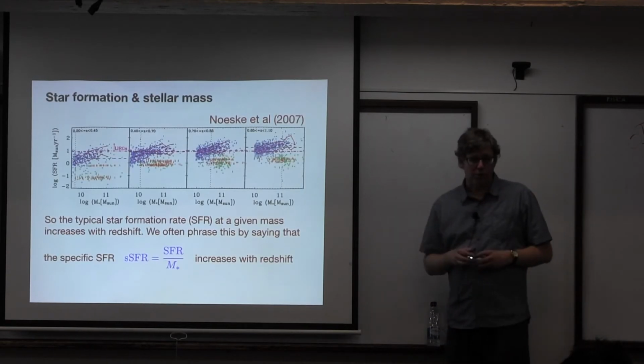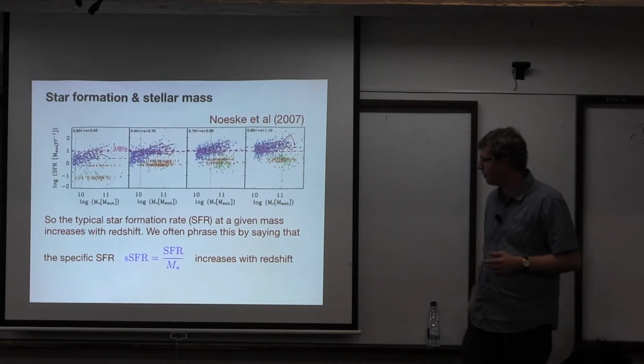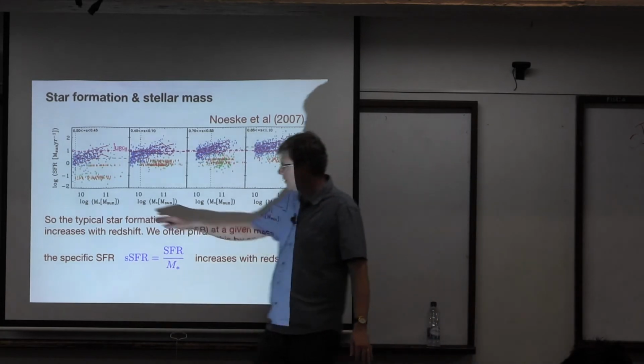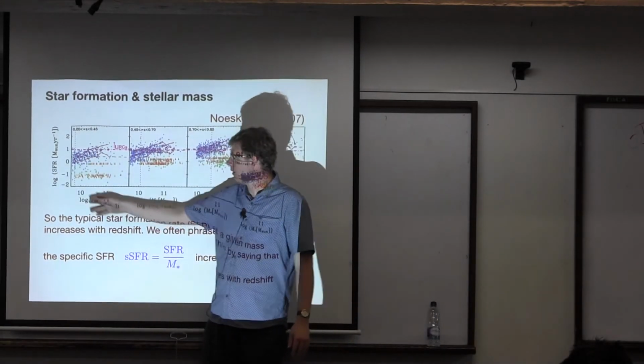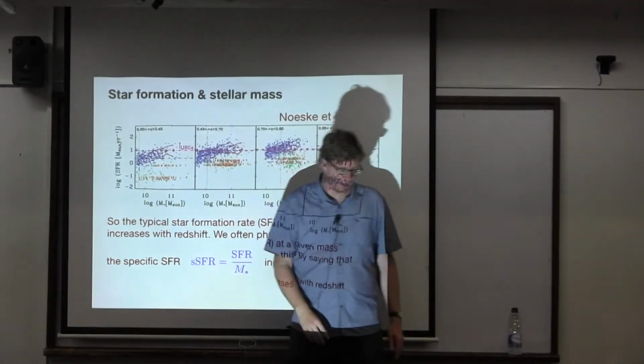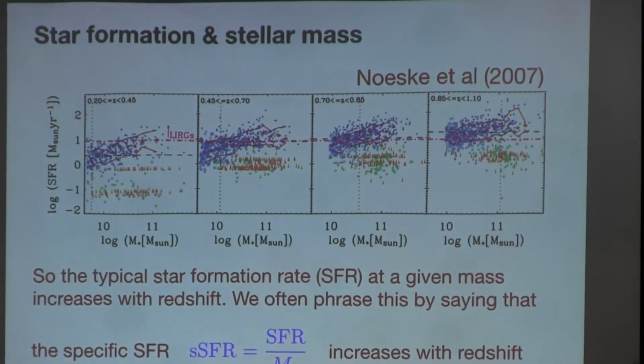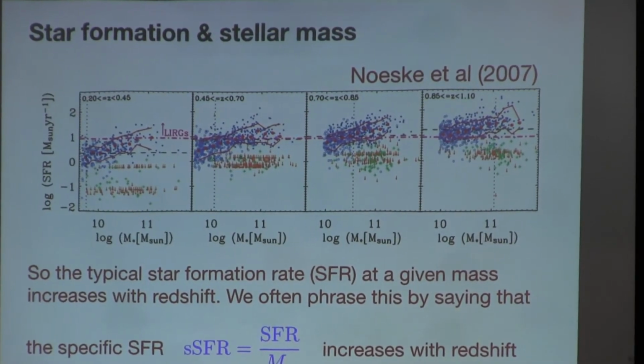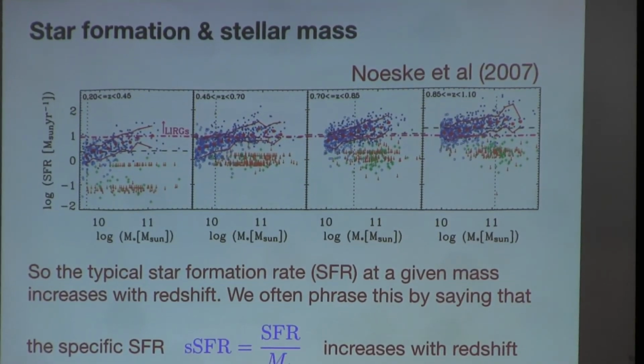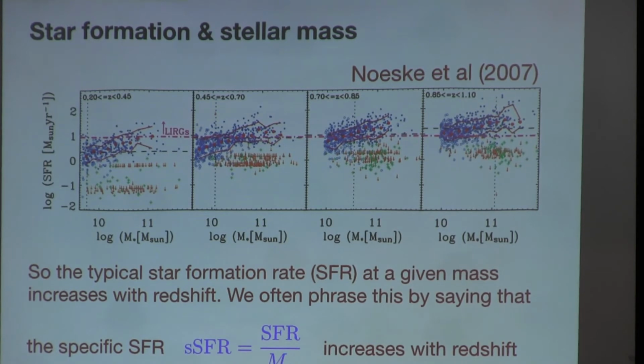So this is what I showed on Tuesday. Okay, this is a plot of the mass in stars in galaxies and star formation rate in galaxies in 4 different redshift bins. And we would really like to understand why things evolve in the way they do.